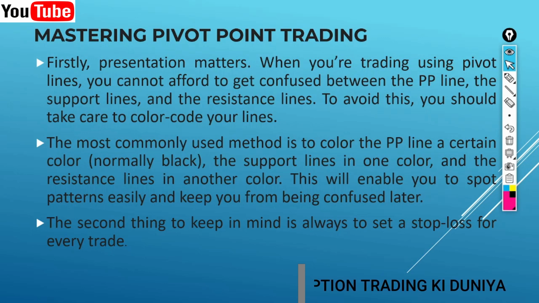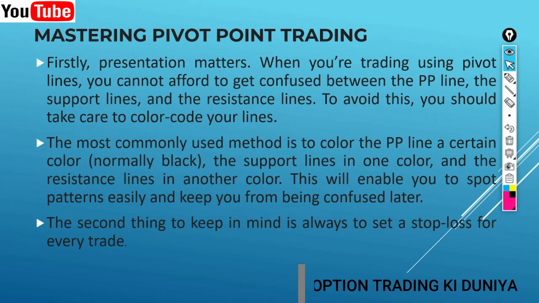The most commonly used method is that the pivot point we code as black color somewhere at the center. Then support lines, one color for supports and another color for resistances. Usually resistances we have in red color, and the support lines we have in green color to avoid the confusion.